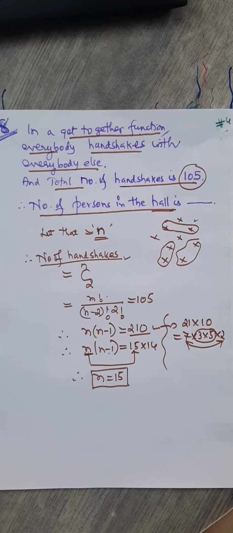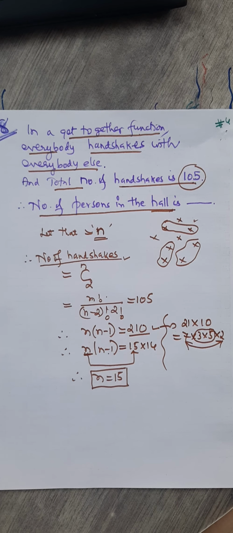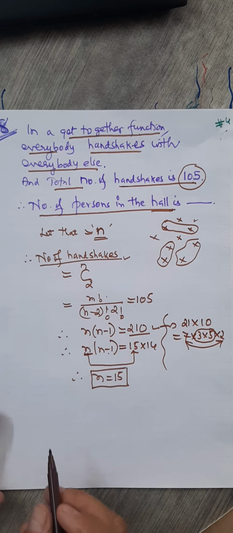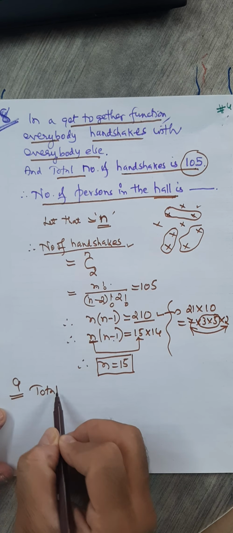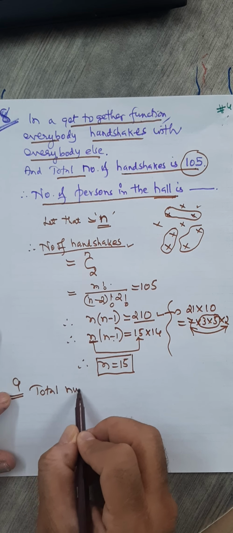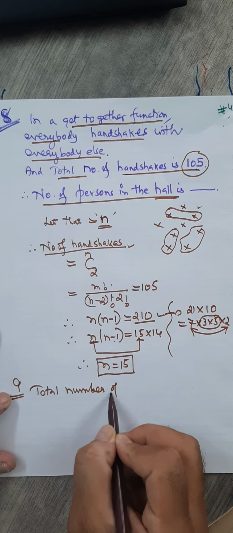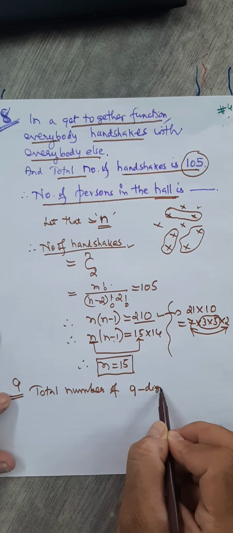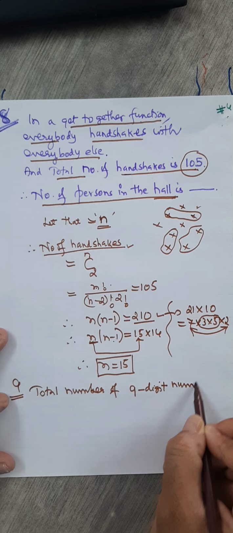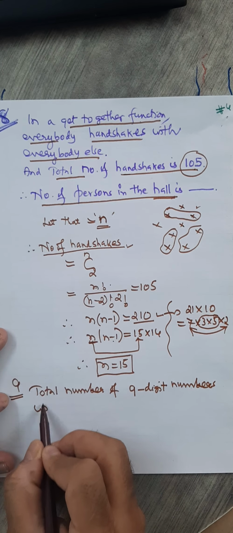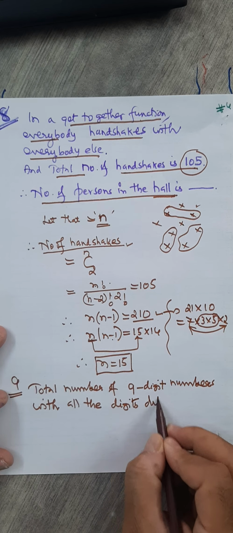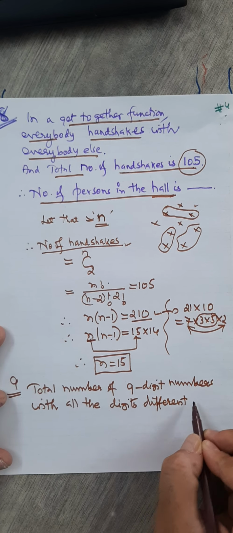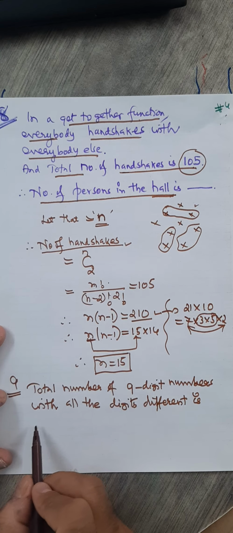Total 9-digit numbers with all the digits different. Let me write the question. Total number of 9-digit numbers, remember 9-digit numbers, with all the digits different. That means without repetition.